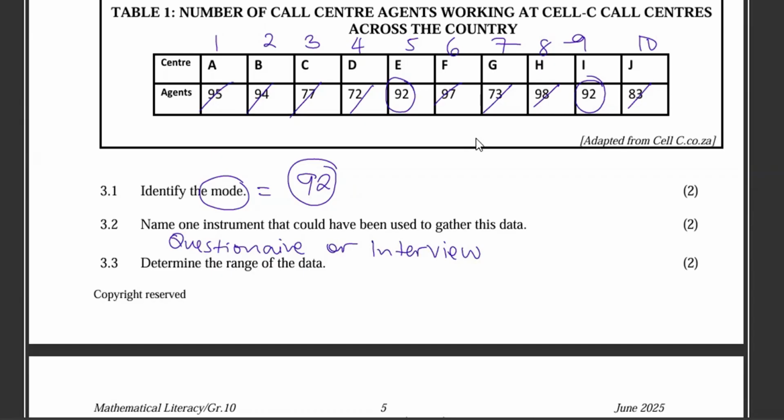It says range. What do we do when we look at the word range? Range, we shall say the biggest value or the highest value minus the lowest value. So our highest value here, it's 98. So we shall say 98 minus, what's our lowest value? The lowest value is 72. And the final answer became 26.